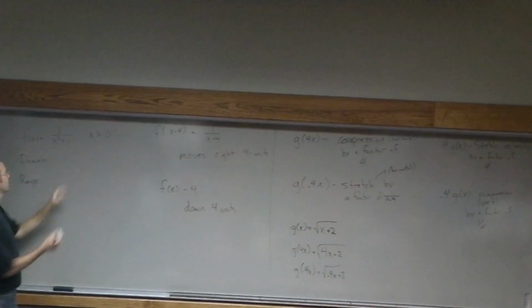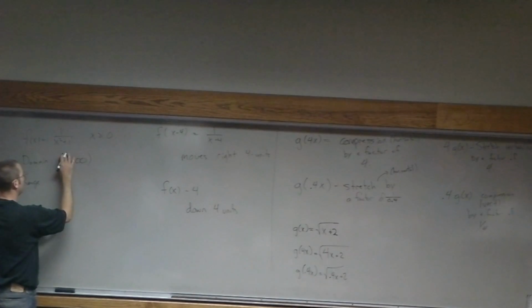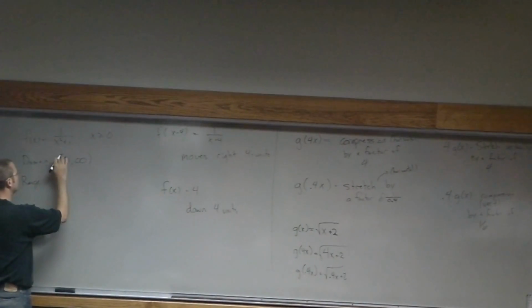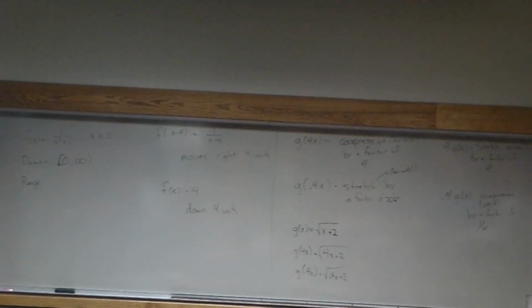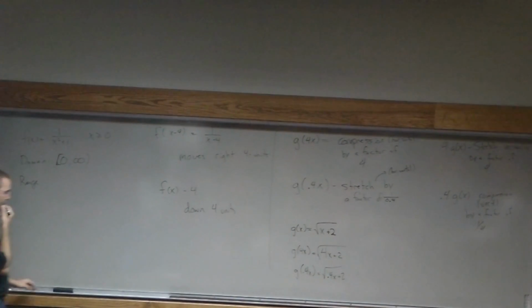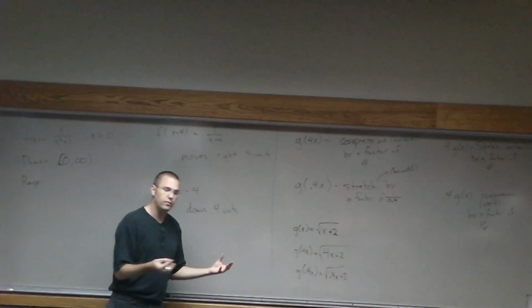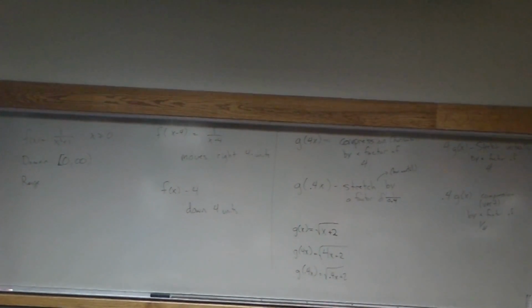Domain: bracket 0, infinity. Okay. Range of this function. Now this is where we sort of have to play this game of, okay, how do I find out what the range of this thing is? Well, the expression we're given is a fraction, right? We're given a function expressed as a fraction. So what I need to do is I need to try to figure out, okay, how big can this fraction possibly get? What's the largest possible value I can get out of this fraction?